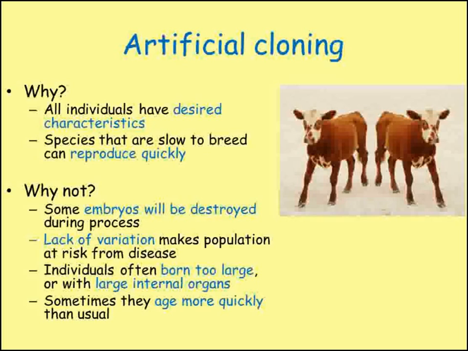There are several arguments against the use of artificial cloning, however. The process has a low success rate, and results in some embryos being destroyed before they're ready to be implanted. There's a risk in producing a population with very little genetic variation. For example, if one individual is able to contract a disease, then they all will. Before being born, artificial clones sometimes grow too large, which puts them and their mothers at risk. Sometimes the internal organs are too large as well, which affects health. Artificial clones can also age quicker than normal animals, reducing the lifespan of these animals.